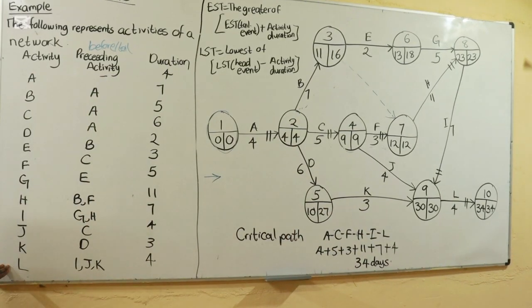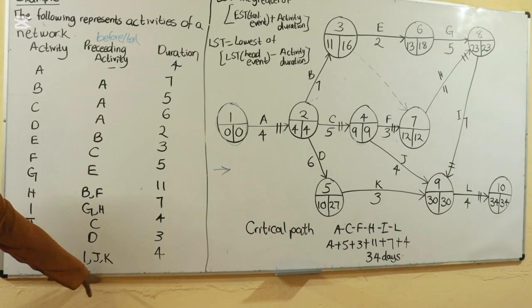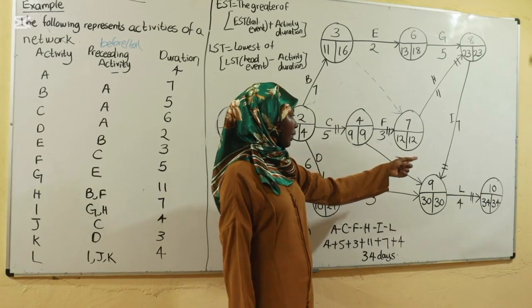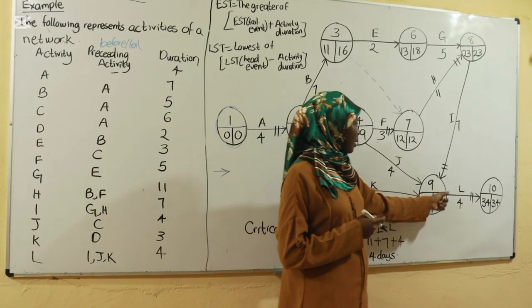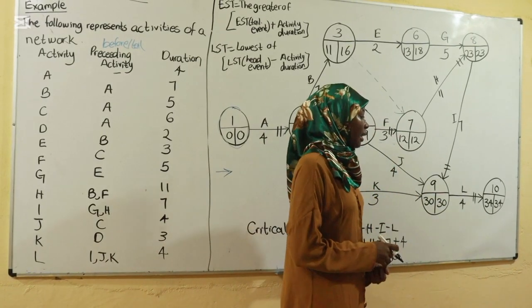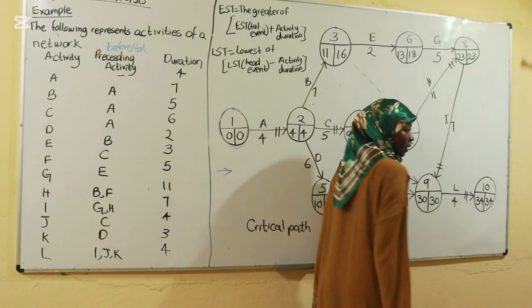And then activity L, which is our last activity, only happens after I, J, and K. So when you're drawing your activities, you make sure that I, J, and K meet in the same node. So when they meet in this node, L is going to happen. And since L is our last activity, we also have the last node.